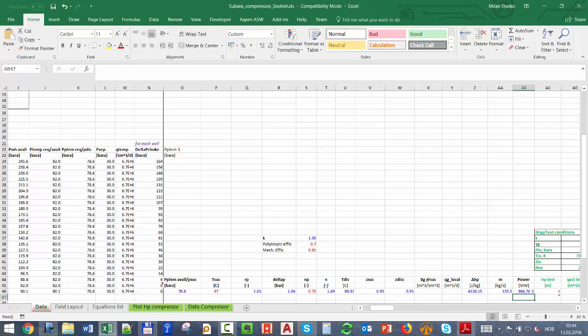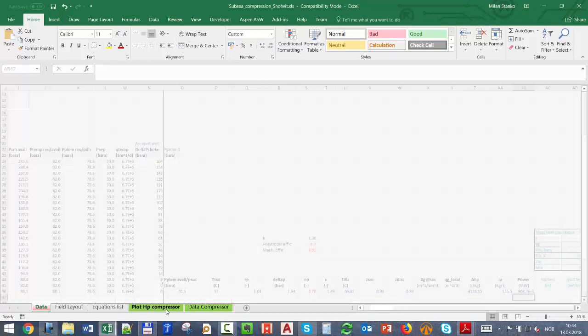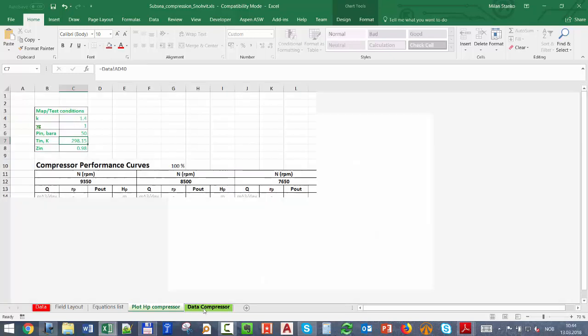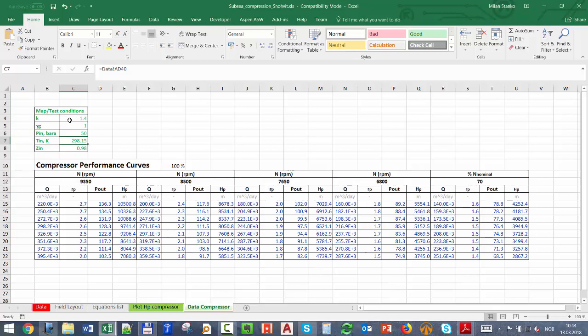Okay, so power looks fine, temperature looks fine. What else do we need now? To see if the point falls inside the compression map. Okay, that's the last point that we need. Everything else seems fine, but I want to see if the point falls inside the map. And like I told you, this map was tested for air, for an inlet pressure of 50 bar, an inlet temperature of 15, and those were the curves.